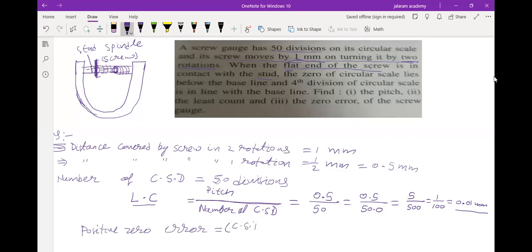The positive zero error is equal to the circular scale division coinciding with the baseline on coinciding stud and spindle, into least count. Yes, circular scale division coinciding with the baseline.